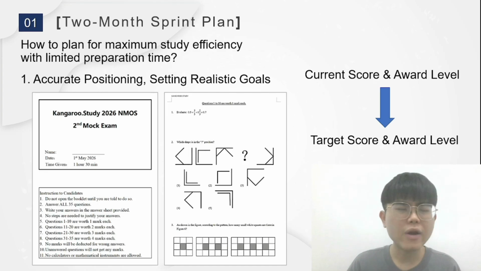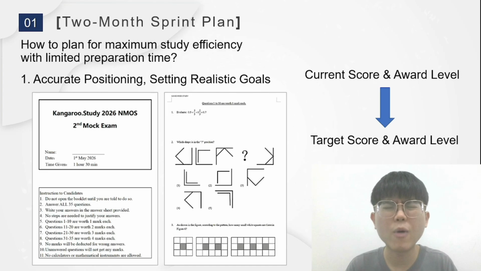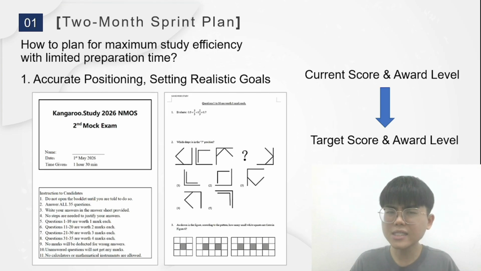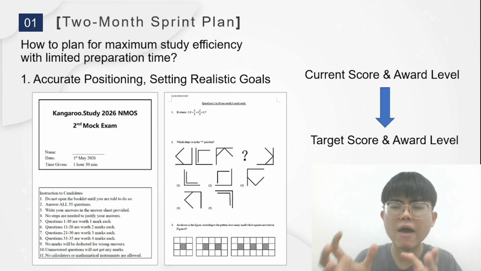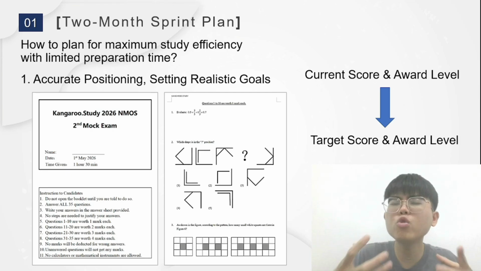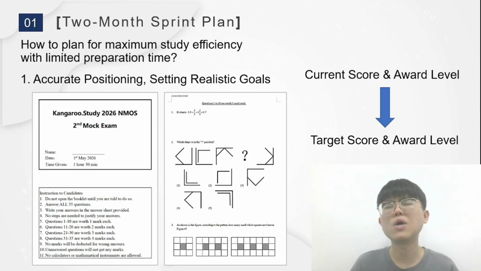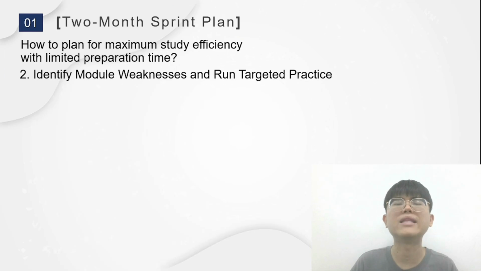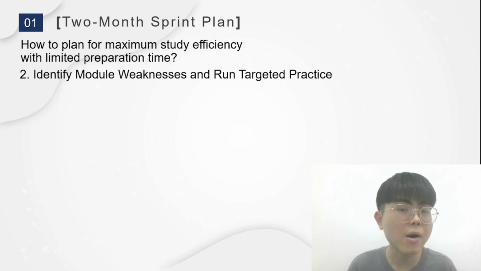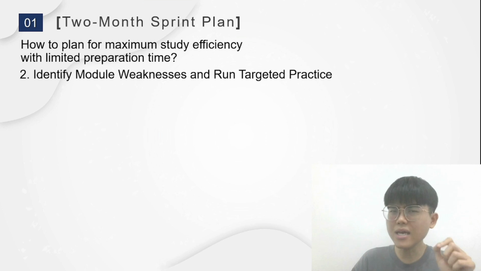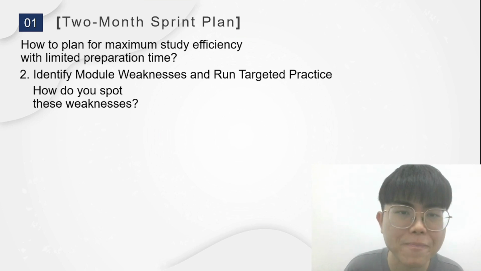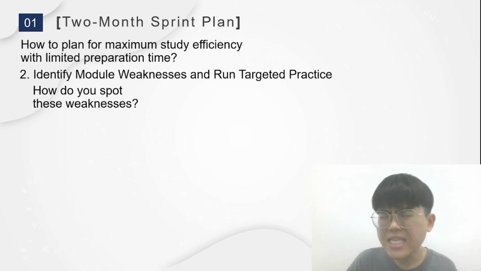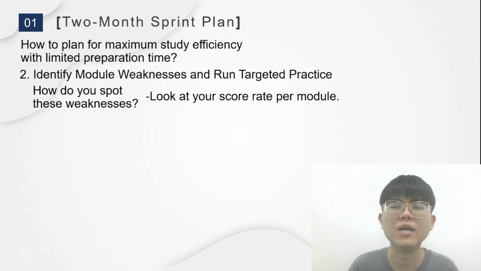Okay? So everyone, after you join our NMOS mock exam right here, the next thing is that we have a goal, we have a target score. How do we want to improve them? We need to try to identify the modules that we are weak at, so that we can run targeted practice. But the thing is, how do we know which area we are weak at? Actually, we just have to take a look at the score rate per module.